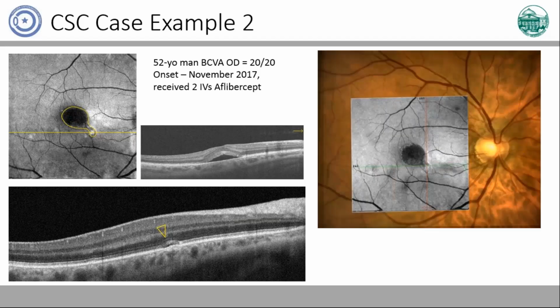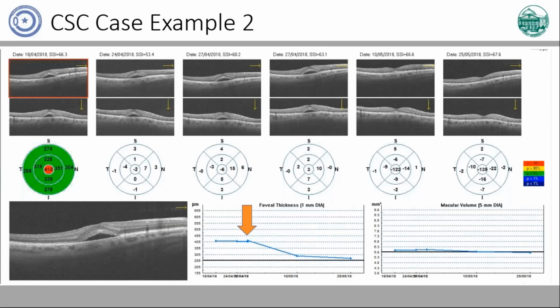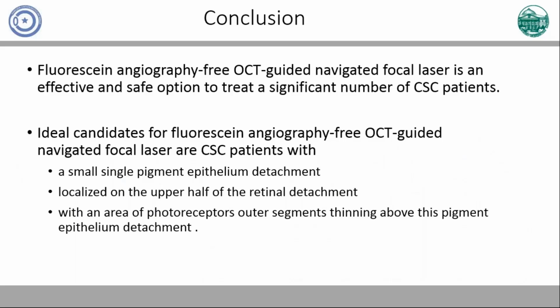This area was chosen as the aim for focal laser. You can see the plan here, followed by complete and stable resolution of subretinal fluid and restoration of visual acuity. So I believe that a fluorescein angiography-free approach is really possible for at least some non-resolving CSR cases, but the main point here is appropriate selection of patients.